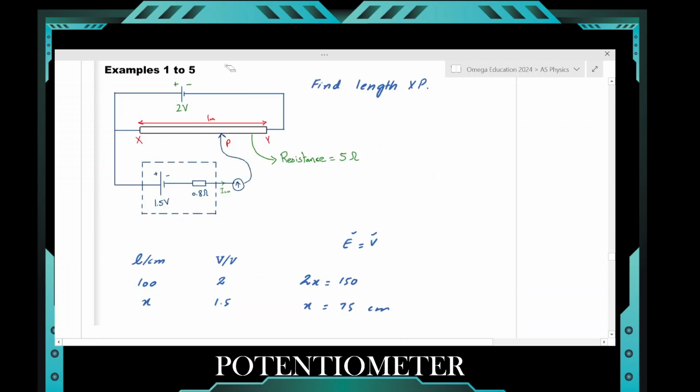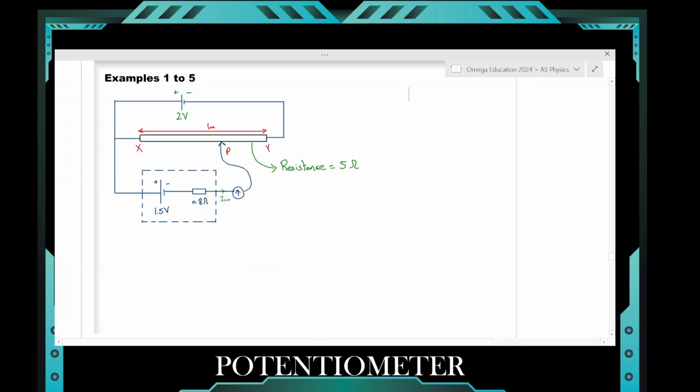So here is the first example, and let me erase it. The question reads: the galvanometer is in a balanced state and you have to find the length xp. Null state means zero current through the galvanometer. So basically you need to find the length at which the potentiometer would be balanced. So what do we do in this question?